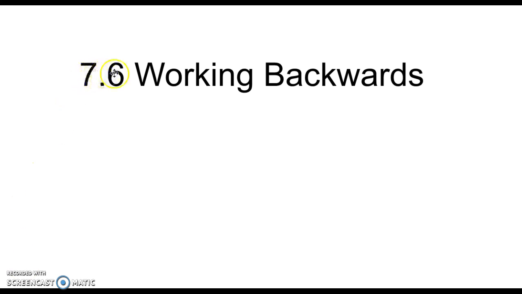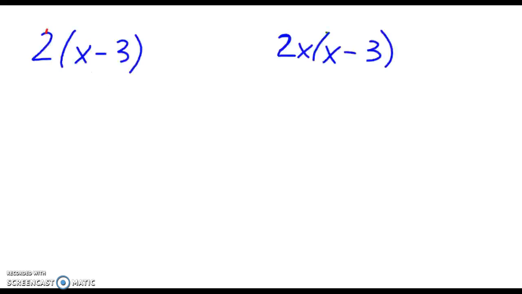So, section 7.6, working backwards. Just to refresh what we've been doing, if we see this, we've got 2 times the quantity of x minus 3. We can distribute because this implies multiplication. They're right next to each other. So we've got 2 times x minus 2 times 3. So 2 times x is 2x, and 2 times 3 is 6, so 2x minus 6.